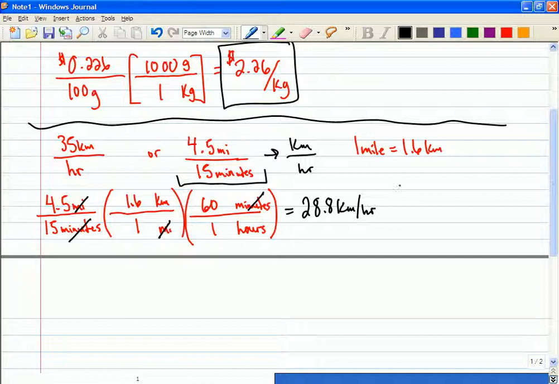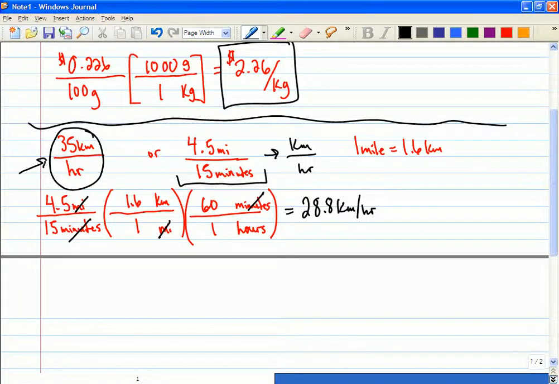So this is the faster speed. 35 kilometers an hour is faster than 4.5 miles in 15 minutes. If you change, you should still get the same answer that this one was faster, but yes, you could have changed in different ways as long as your units matched up when you made the comparison.